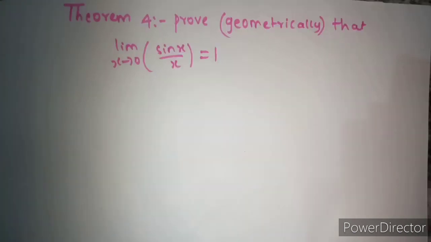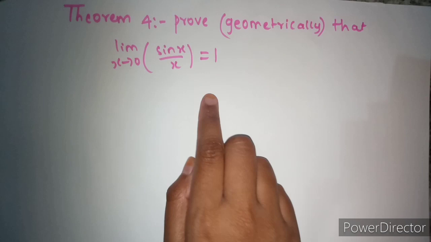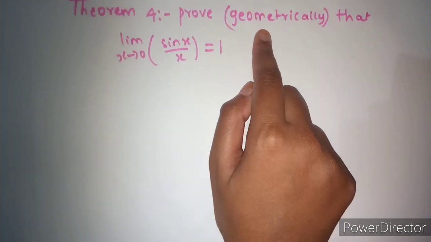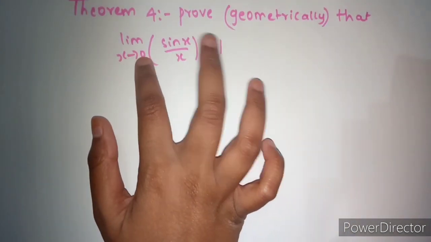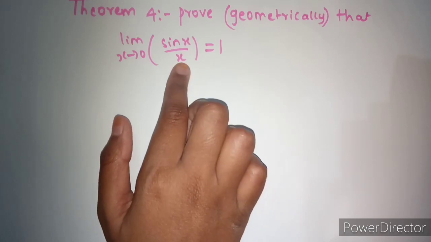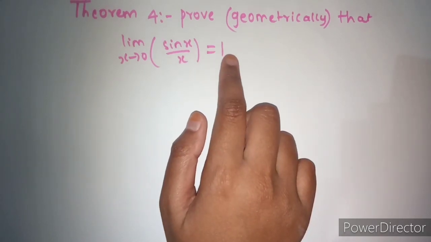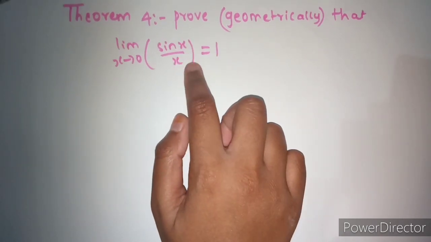Hello students. Today in this video we are going to discuss Theorem 4 in the Limits and Derivatives chapter. Let's get started. Theorem 4 says: prove geometrically that the limit as x tends to 0 of sin x upon x is equal to 1. Using a figure, we have to show that 1 is the limit of sin x by x.